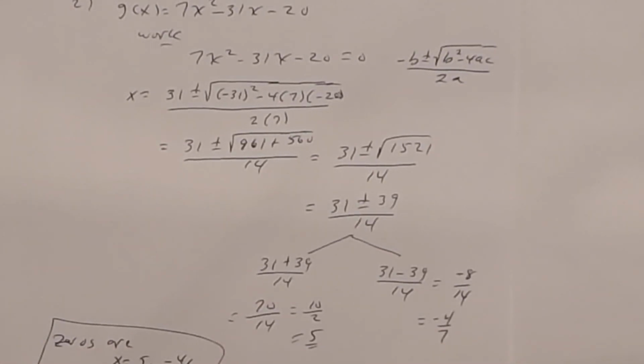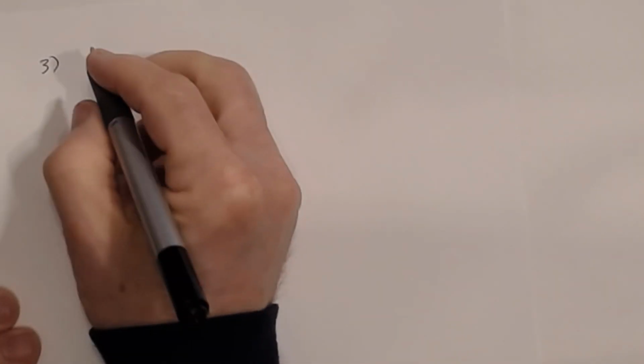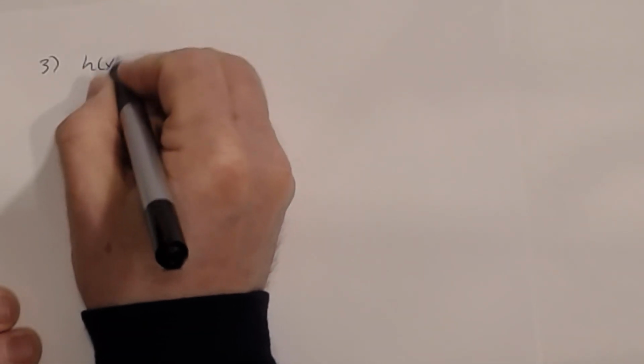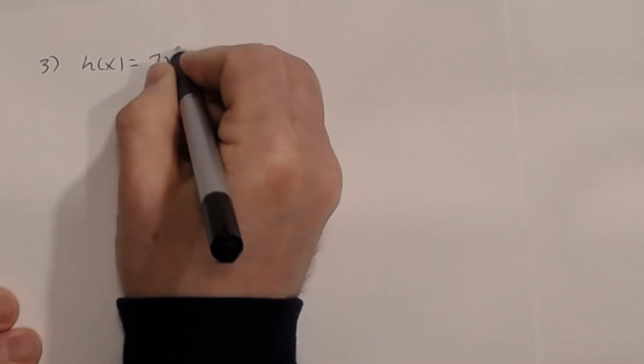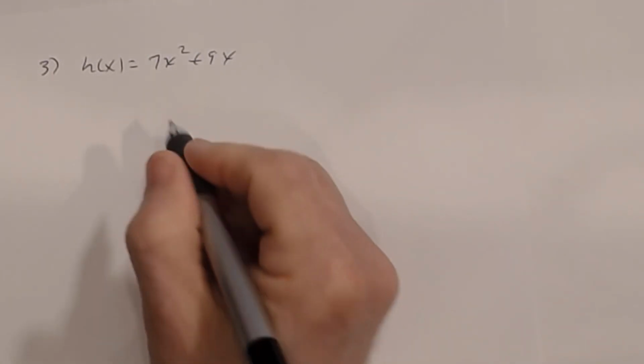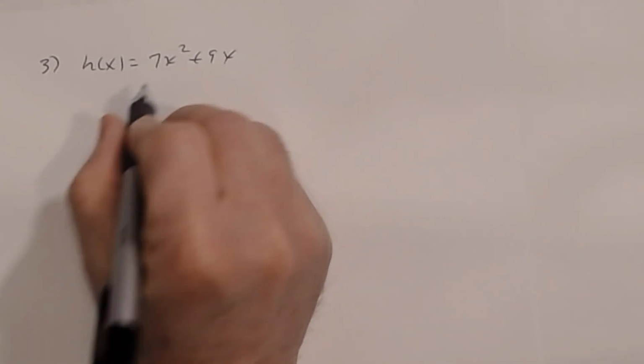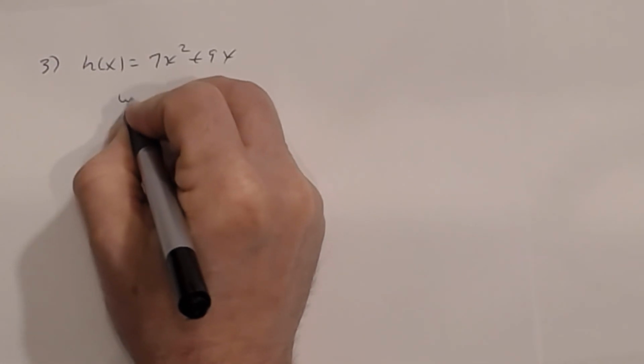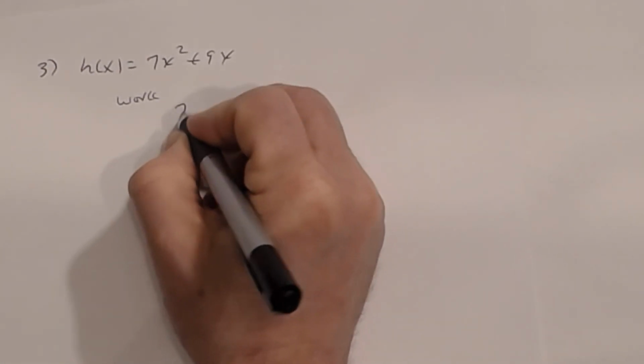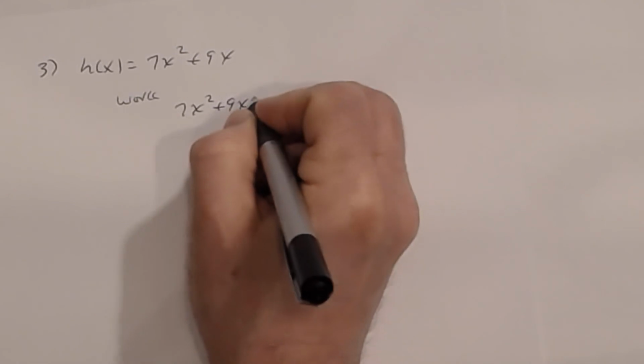All right, now in number 3, so let's take a look at number 3. In number 3, we have this quadratic. Remember, these are quadratic functions we're looking at. So number 3, we have h of x is equal to 7x squared plus 9x. Now, first of all, to find the zeros, you're going to set this function equal to 0. So you're going to find out where this function equals 0. So we're going to have 7x squared plus 9x equals 0.